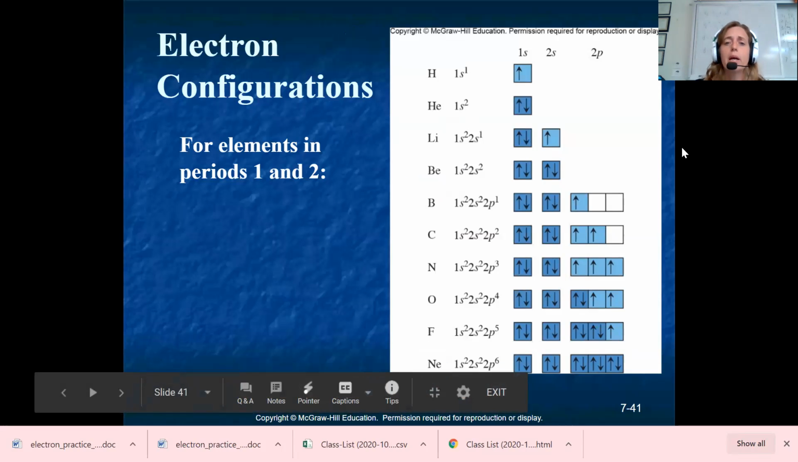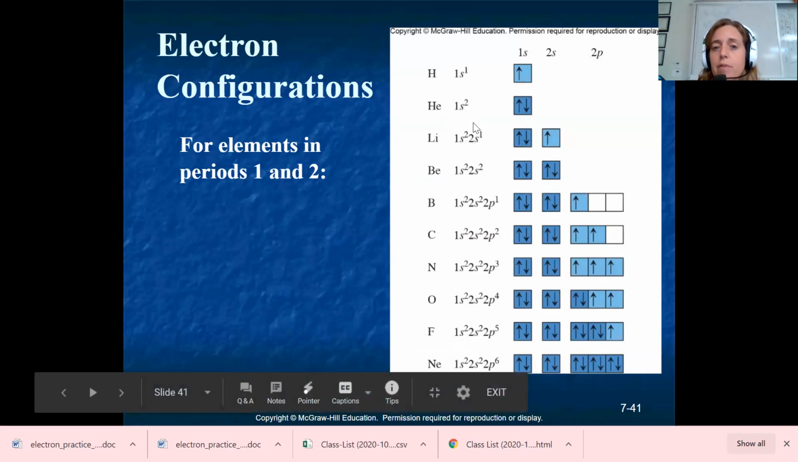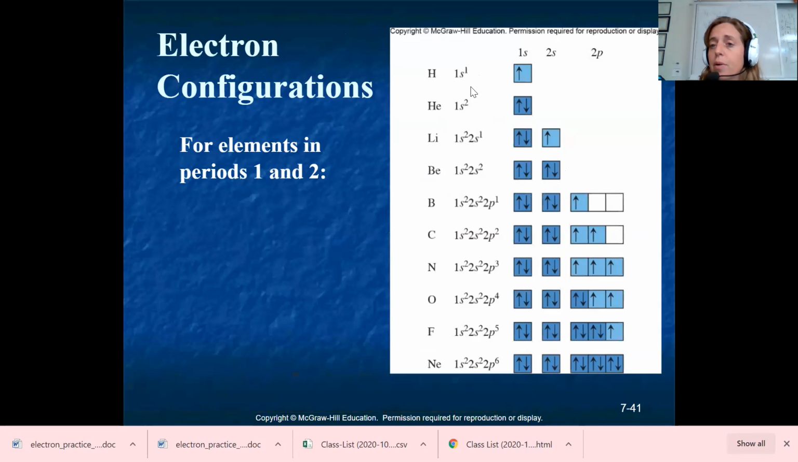All right, so here's an example of elements 1 through 10. Remember, we've already done this configuration part. Now let's look at the boxes. Hydrogen has a configuration of 1s1, so you're going to have this box and an up arrow. Helium is 1s2, so you have an up and a down arrow. Lithium is 1s2, 2s1, so you have 2 electrons here and then 1 pointing up there. Beryllium is 1s2, 2s2, so beryllium is going to look like that.